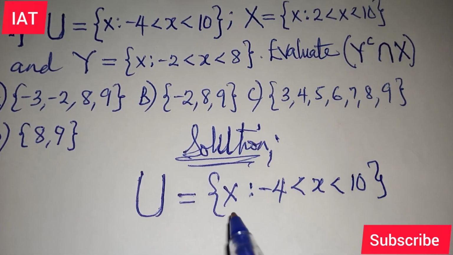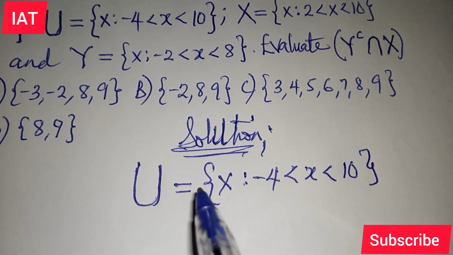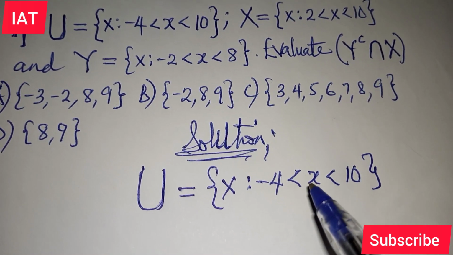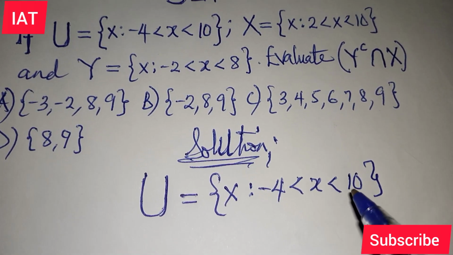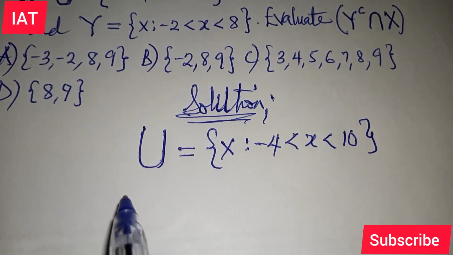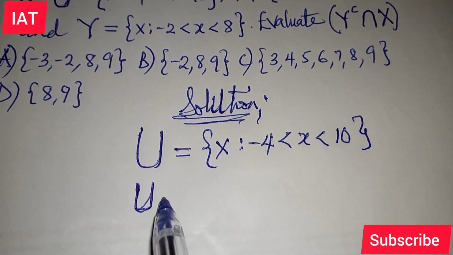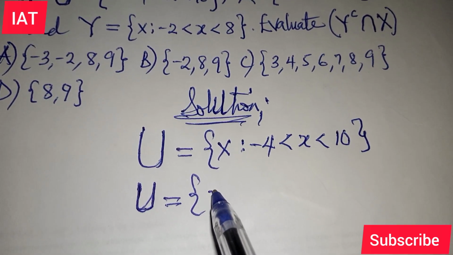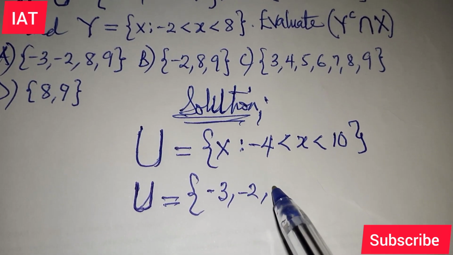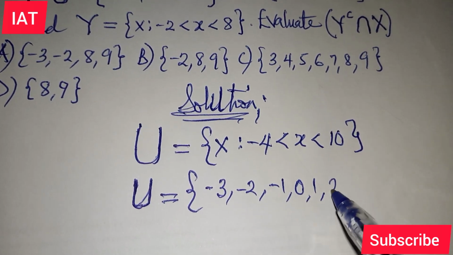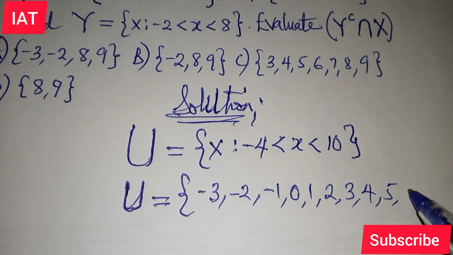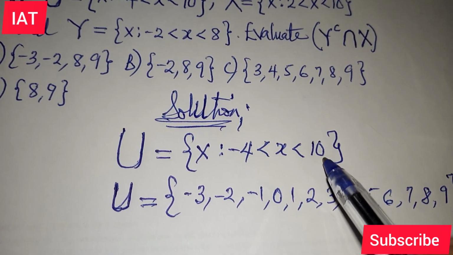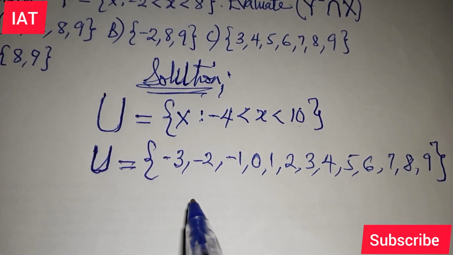So this statement means that the universal set contains elements x such that -4 is less than the elements and the elements are less than 10. So literally you could restructure it as: the universal set is x such that -4 is less than x. So we start with -3, -2, -1, 0, 1, 2, 3, 4, 5, 6, 7, 8 and 9, because 9 is also less than 10. If this makes sense to you, let's move on to the next one.